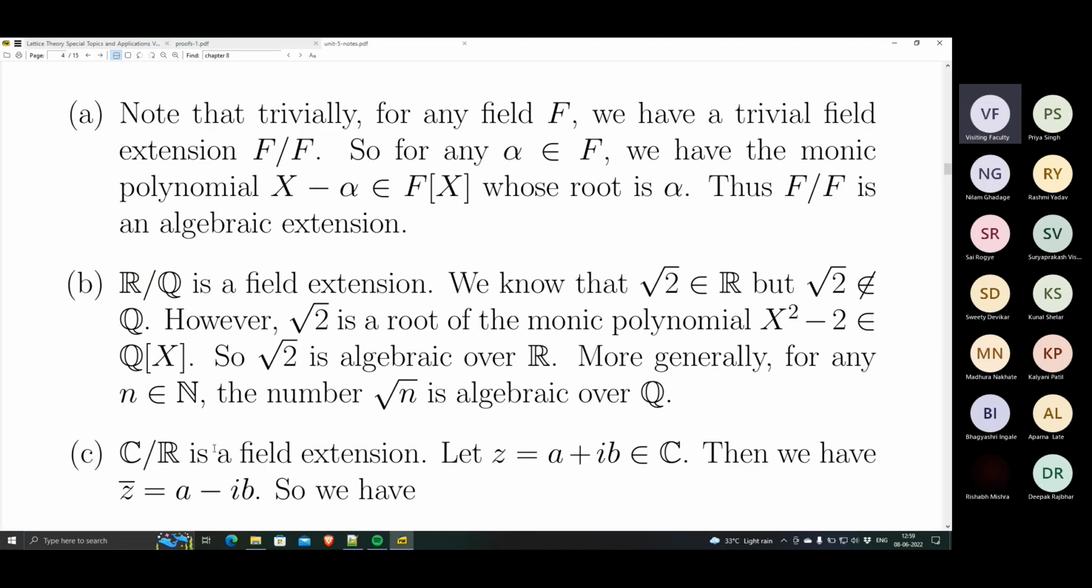More generally, for any natural number, or non-negative integer n, it is easy to check in a very similar way that square root n is algebraic over Q. Okay. The number square root n will be algebraic over Q. So if I give you a non-negative integer n, can you tell me what is a monic polynomial whose root is square root n?